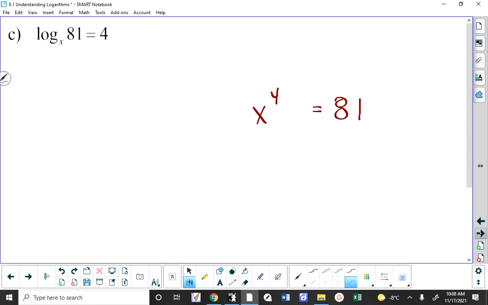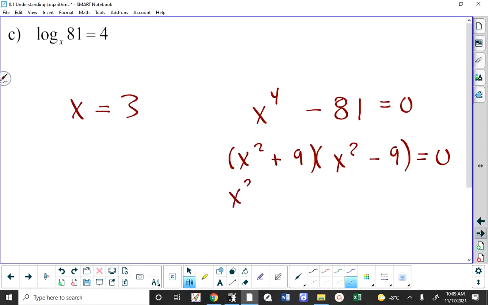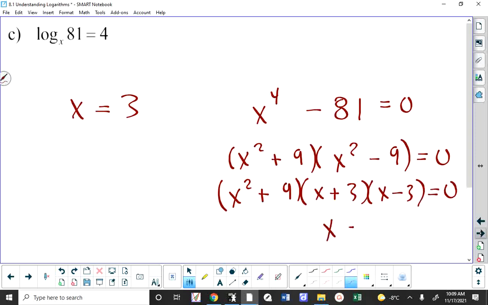Now, we're okay with the answer here being 3. Does anybody have any questions with that? Technically, since this is an even exponent, it should be plus or minus 3. Or you could solve it by factoring this, after subtracting 81 from both sides, factoring it as a difference of squares, continuing to factor it, and seeing that there are 2 zeros of this polynomial equation, -3 and 3.